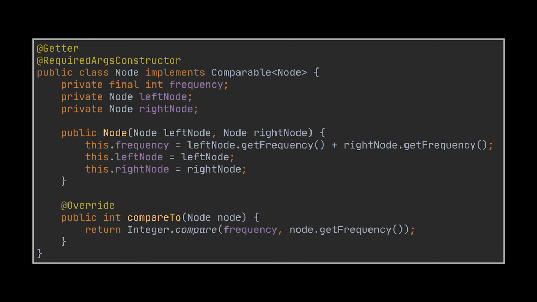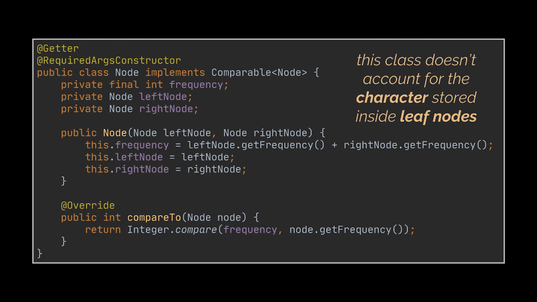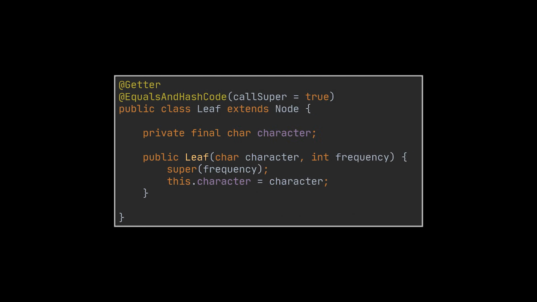Now, the difference between the Huffman tree nodes and normal nodes is that its leaf nodes store an additional piece of data on top of the frequency, and it is the actual character. Remember, the character is only stored inside leaf nodes, but the node we just created doesn't account for these cases. Therefore, what we can do is create another class, the Leaf class, which extends the Node class and add to it the character attribute. Okay, onto the Huffman class.